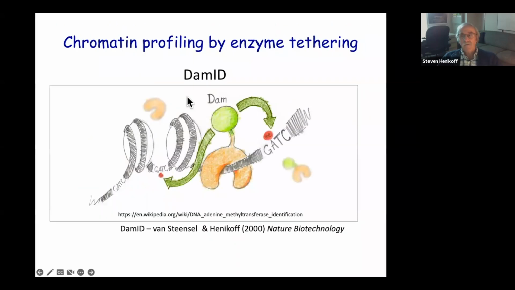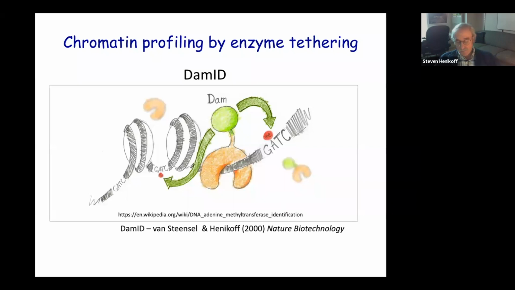There are methods that are referred to as enzyme tethering methods, an early one of which was introduced by Bas van Steensel, what we call DamID, where we use a fusion protein between E. coli Dam methylase and a chromatin protein of interest. Dam will then methylate the adenine of GATC sites in its vicinity, and then it's a matter of mapping where the methyls are.